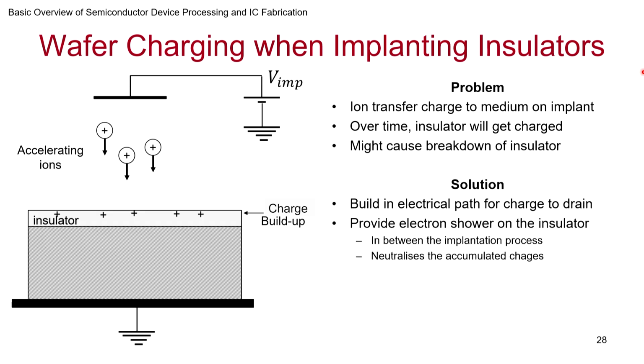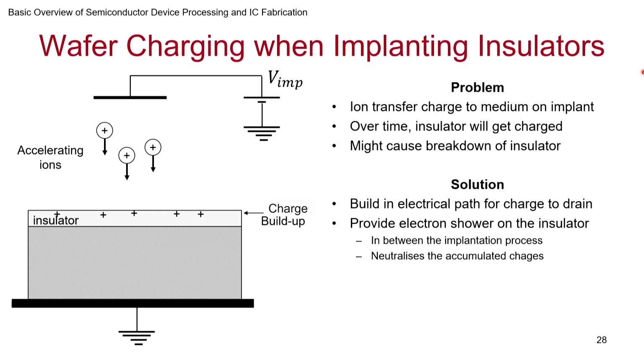So the solution is to build an electrical path. Even when you have a poly gate which is getting implanted, you try and make sure that the poly gate is somehow grounded somewhere, if you can. One of the other solutions is an electron shower that is coming in.